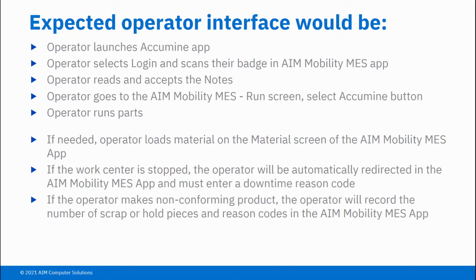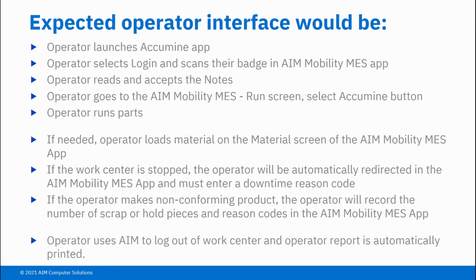If the operator makes non-conforming products, they'll need to push the blue header bar in Accumine to go to AIM and record the number of scrap or hold pieces and the reason code. And once that is done, they will return to the run screen in AIM, select the Accumine button to return to the Accumine app. At the end of a shift, the operator uses AIM and logs out of the work center, and an operator report is automatically printed.